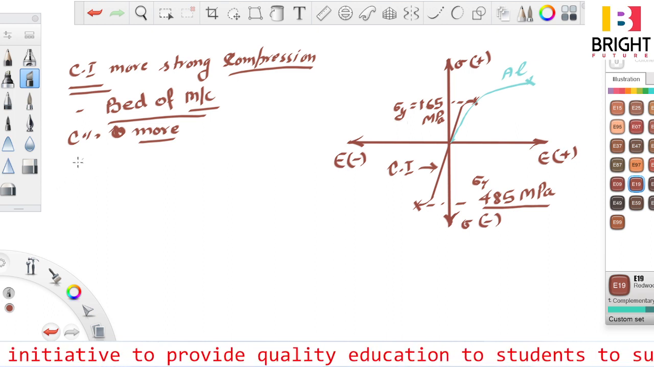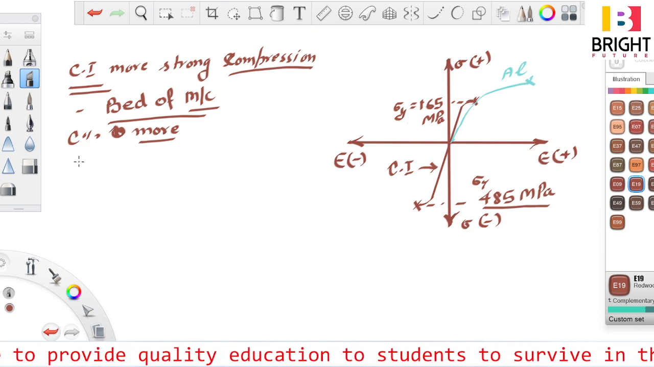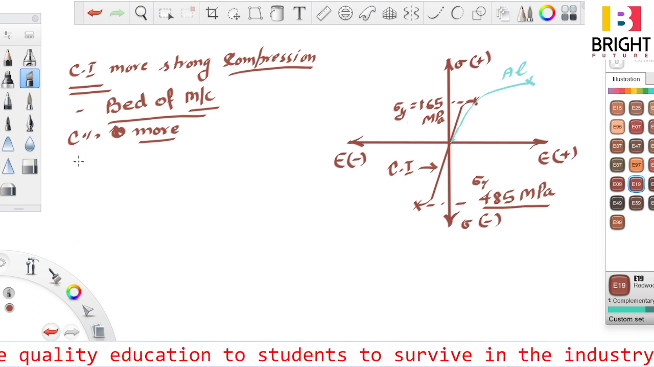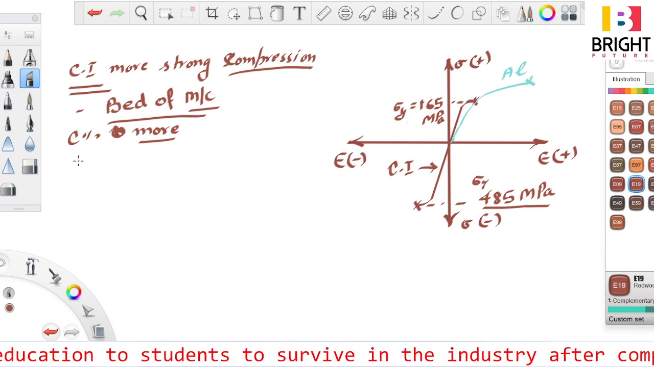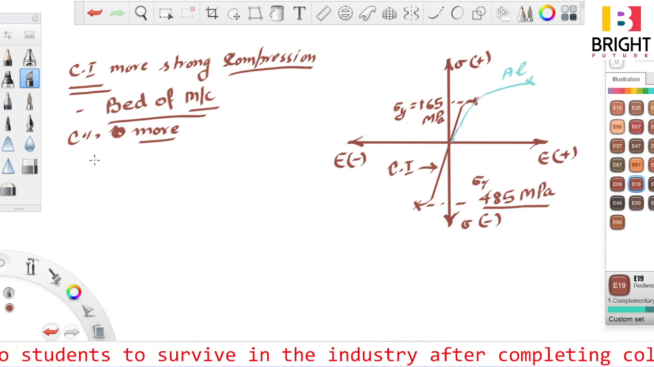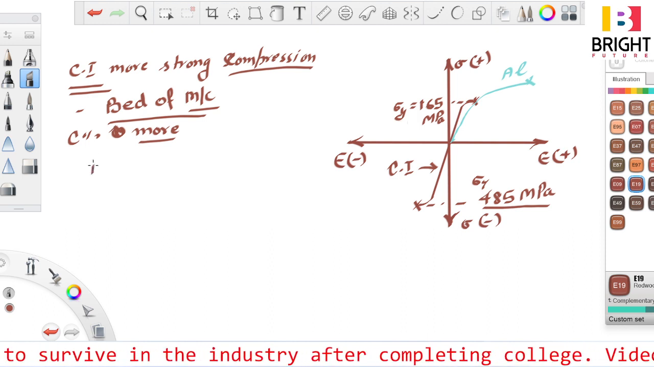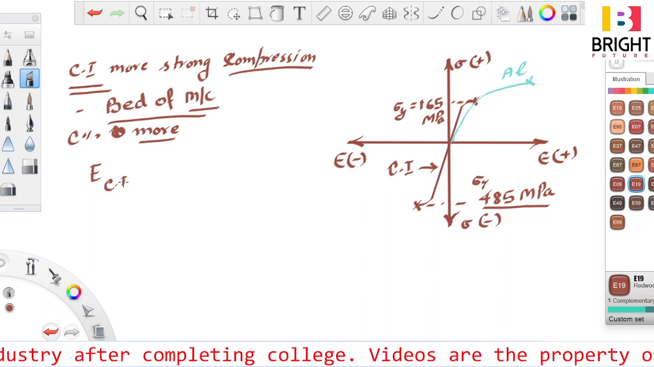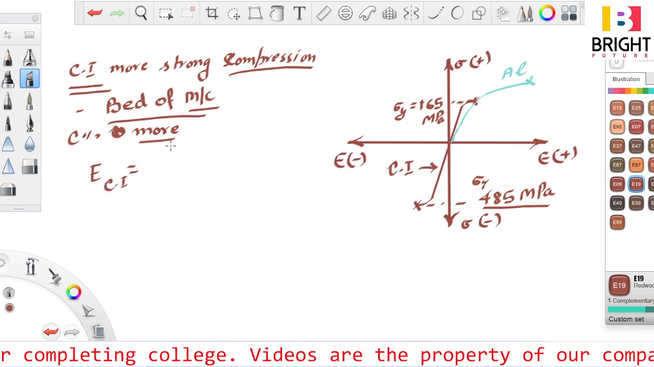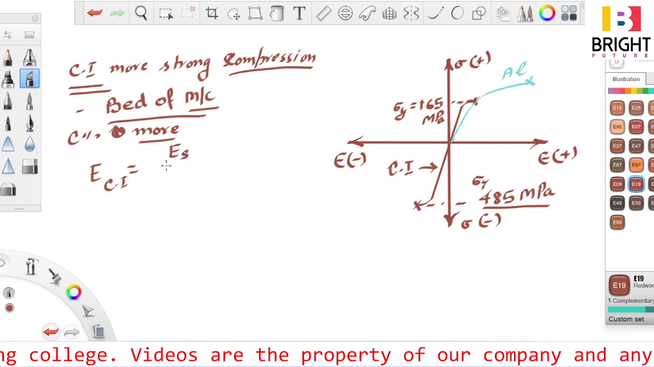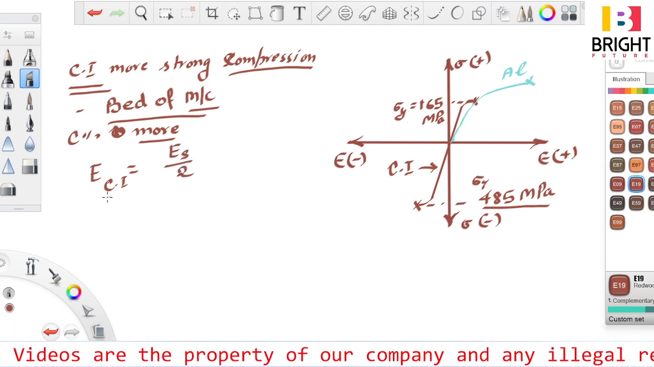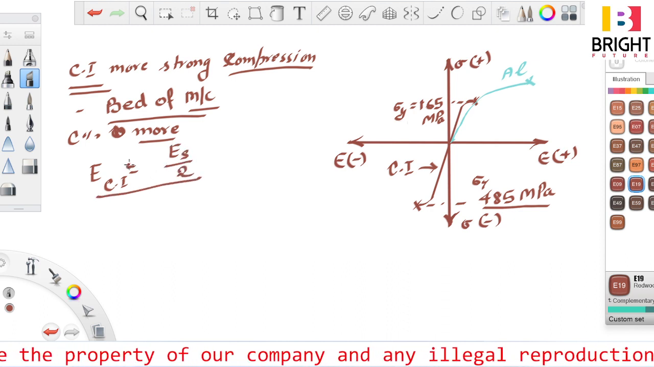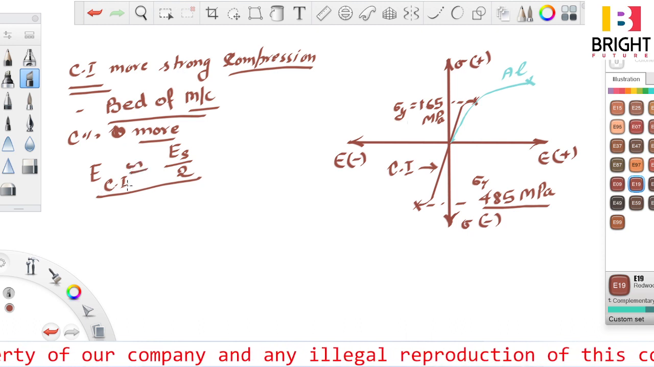But cast iron is weak in tension, so any element which you design with cast iron will fail in tension easily at a very small amount of load. To remember the value of Young's modulus of cast iron, you can remember this thumb rule: E of steel divided by 2 is approximately equal to E of cast iron.